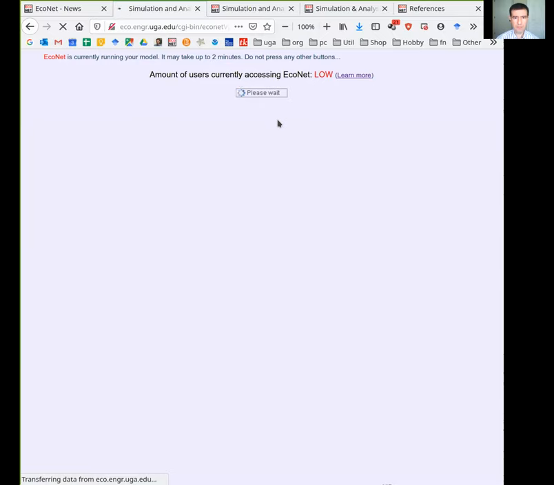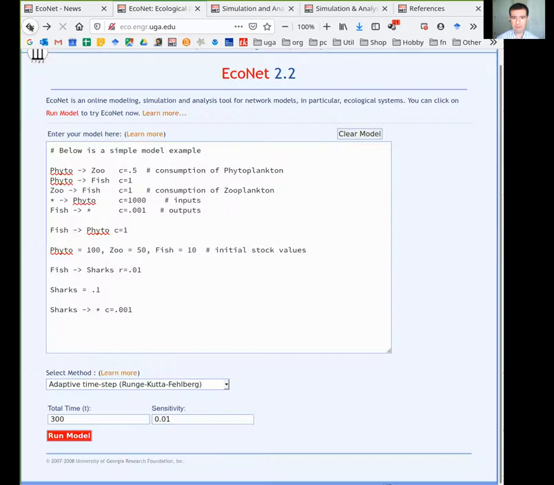So now you see that it is running a tad slower than before because this probably has a lot of high values and my desired accuracy is really low. At this point, if you do not want to wait, you can just hit back, increase the sensitivity, and then run again.